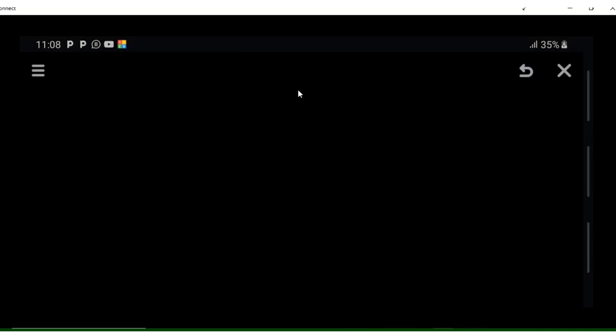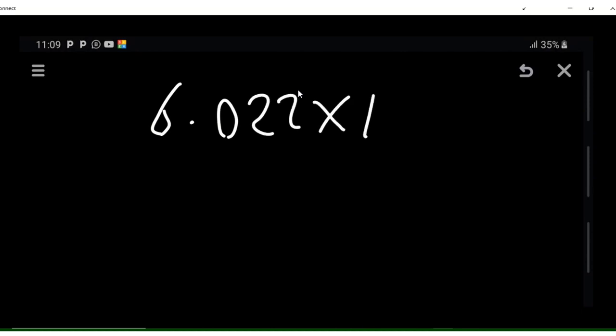So that's the number they refer to: a number equal to the number of carbon atoms in exactly 12 grams of carbon-12. So it's Avogadro's constant, which is 6.022 exponent 23. This is Avogadro's constant.